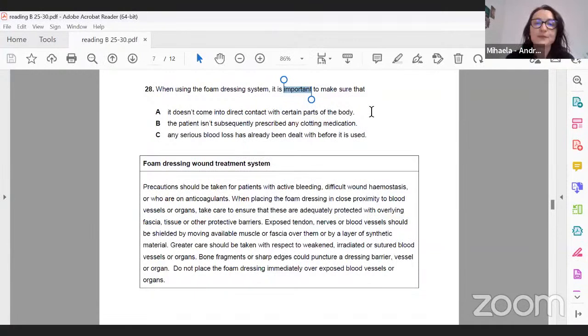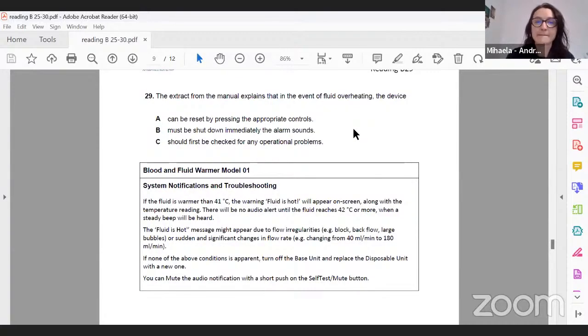One question. What is the meaning of the word subsequently? Following. Yes. Following, which would mean after you use the foam dressing system, you prescribe clotting medication, which is not true according to our text. Good. Let's move on. We have two more questions. Please read the question and the text.